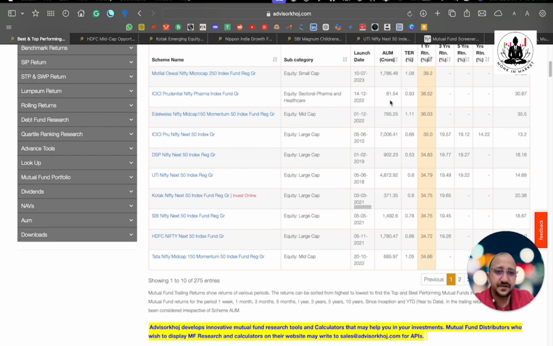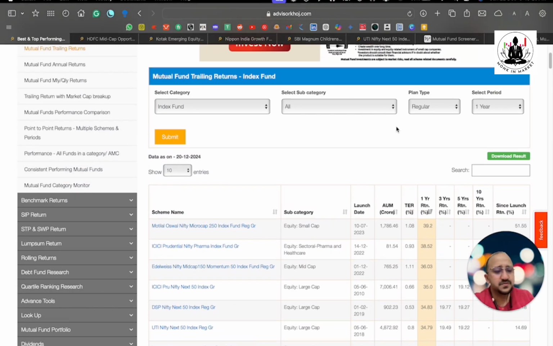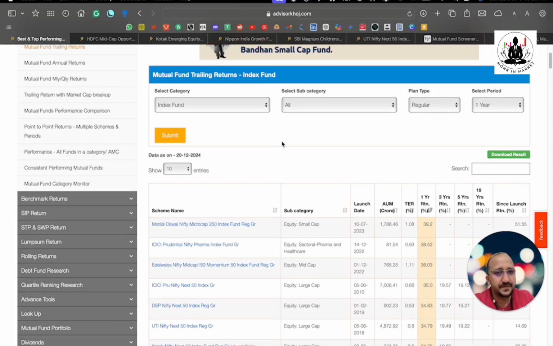These are new funds, 50%, 30%. On an average, more than 20% returns. Approx 18 to 20% return you can expect from here. But index funds are less risky. This is what I wanted to say.